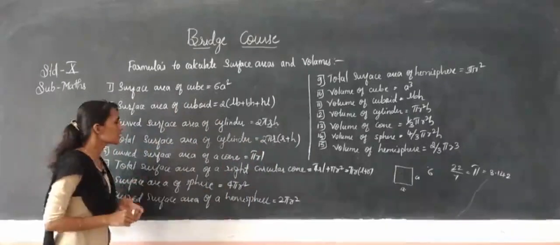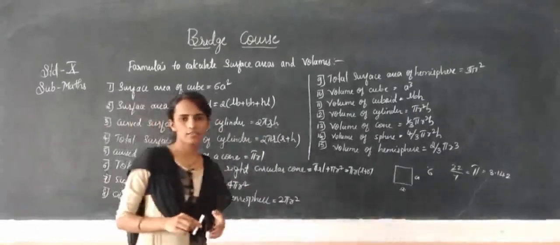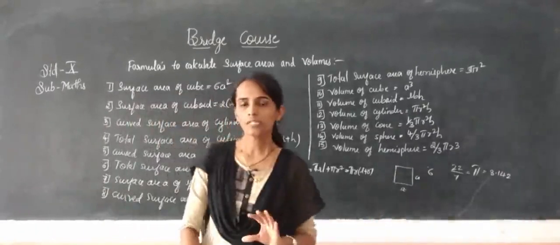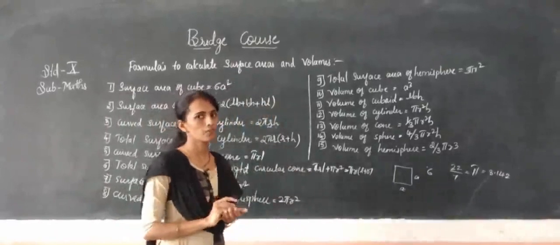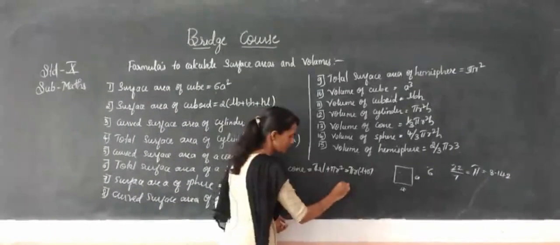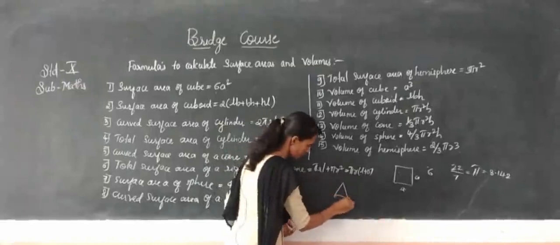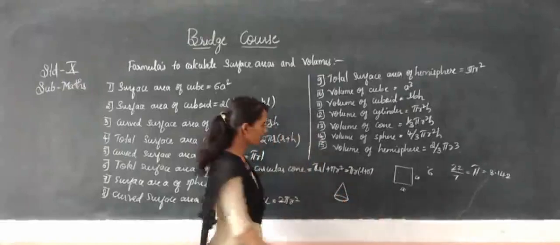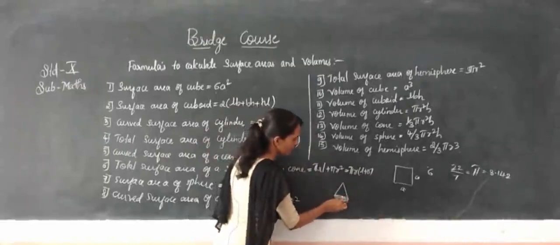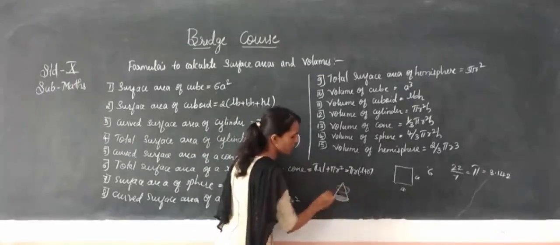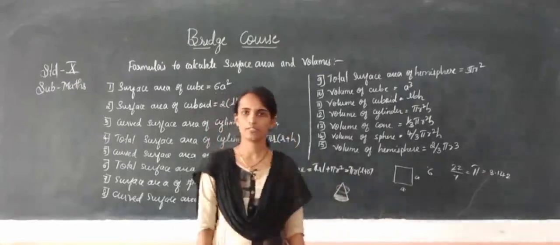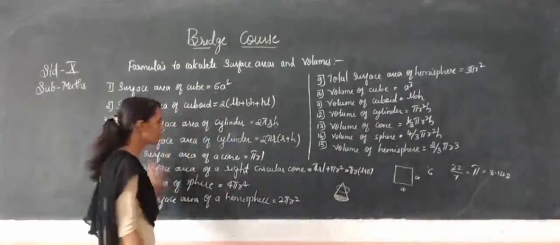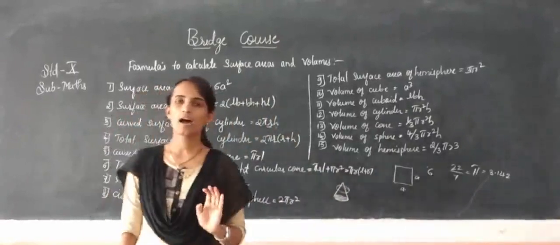So next one, curved surface area of the cone. I don't have a model of a cone, but I will explain how to find the curved surface area of the cone. So this is the cone. Curved surface area means everything except the base area. So that is the formula to calculate the curved surface area here, pi r l.